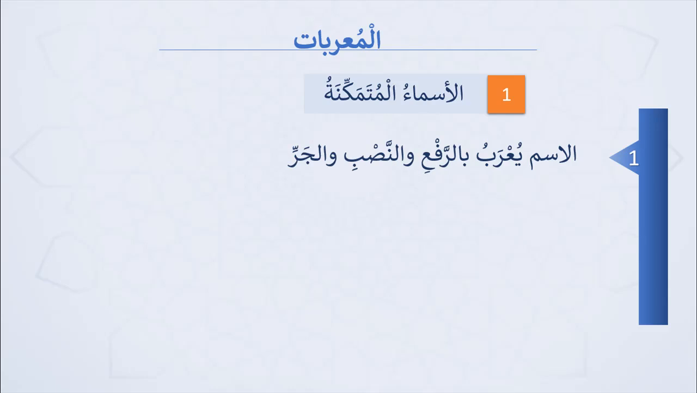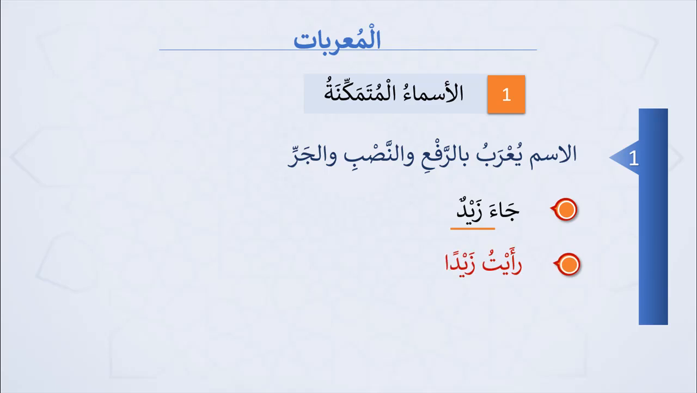Now let us look at inflection in al-asma'ul mutamakkina, the inflected nouns. We say al-ismu yu'rabu bil-rafi'i wal-nasbi wal-jar. A noun is always inflected with rafu', nasbu and al-jar. A noun will not take jazmu. Take note of that. For example, we have ja'a zaydun. You can see the zaydun has dhamma here, which is the rafu'.